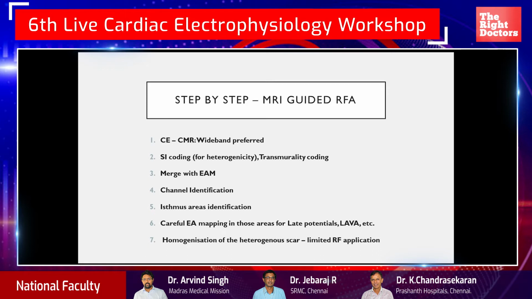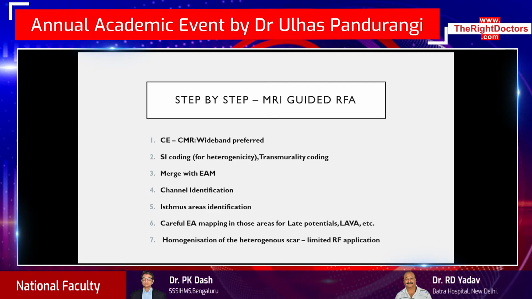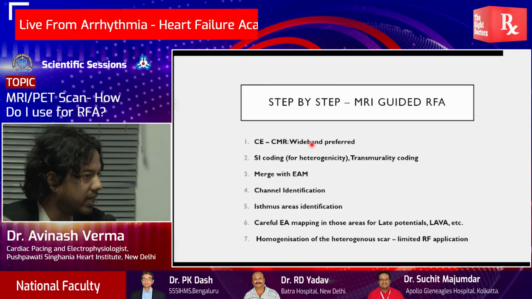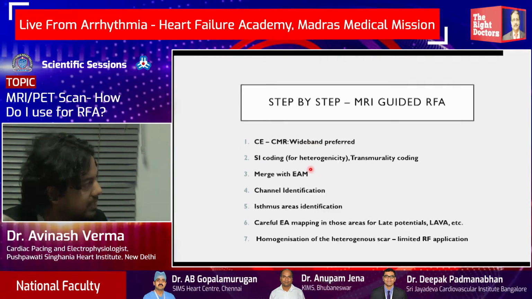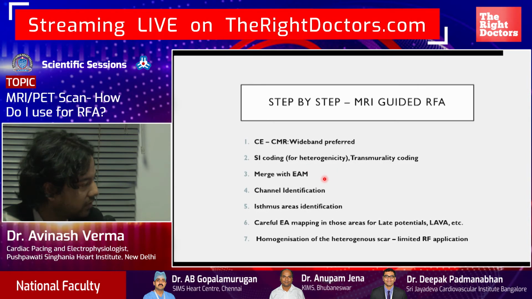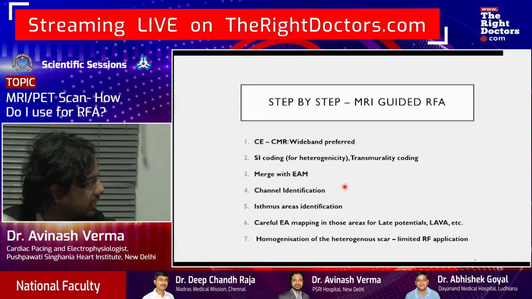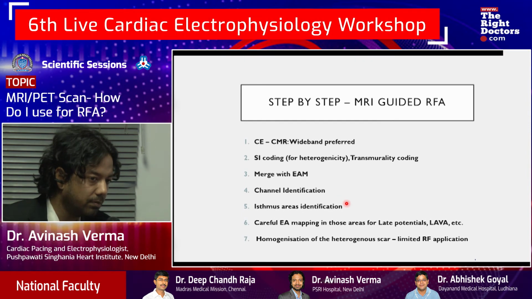So how to use MRI step by step? Now, I have not touched upon wideband preferred, because most of the time we are doing VT ablation for ischemic VT, and these patients will be having an ICD, in which we will not be getting good signals. So for that, we have to use wideband MRI. That will give us good signals. Then you have to tell your radiologist to do an SI-based coding for both transmurality and heterogeneity. It's there with most of the systems. You have to merge it with the EAM, your electroanatomical map, using your left main as an equivalent. Then you have to go for channel identification and isthmus identification based on those areas.